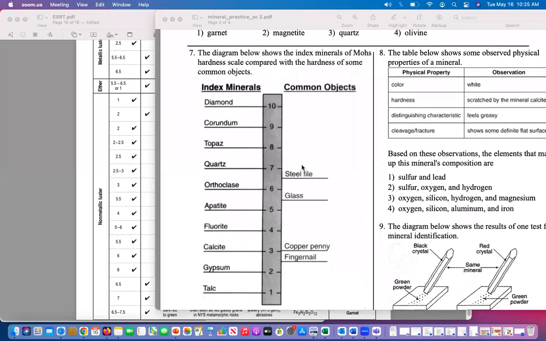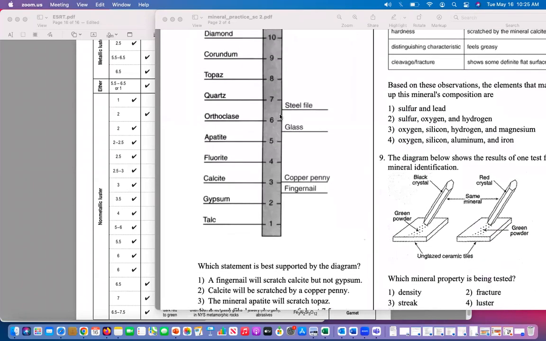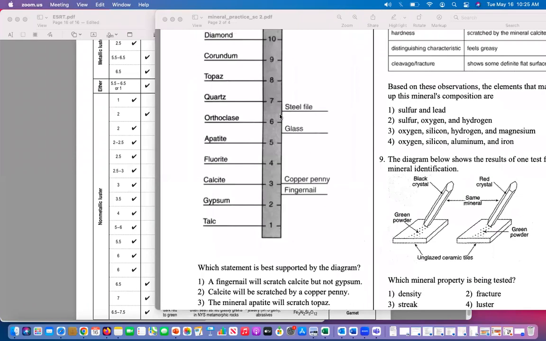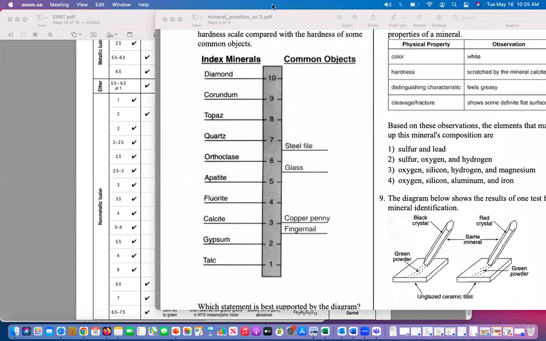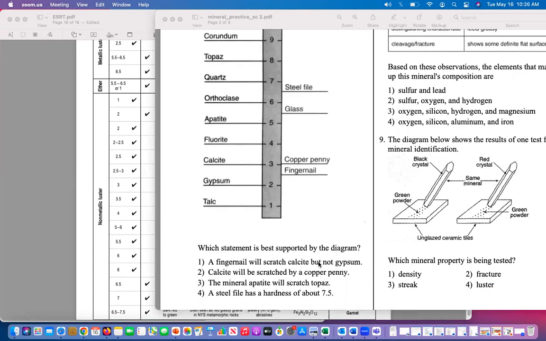All right, so number 7. Number 7 says the diagram below shows the index minerals of Mohs hardness scale compared to the hardness of some common objects. All right. So it says which statement is best supported by the diagram. So remember the rule with hardness. A mineral can scratch another mineral if the hardness is equal or higher than the other object. So if you have an object of a hardness of 6, it can scratch any object that has a hardness of 6 or less. So let's see.